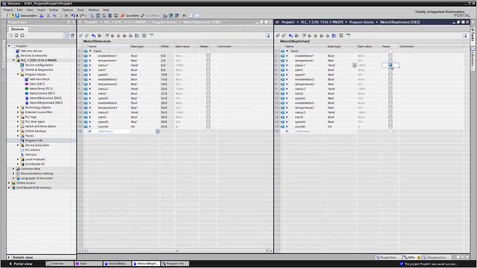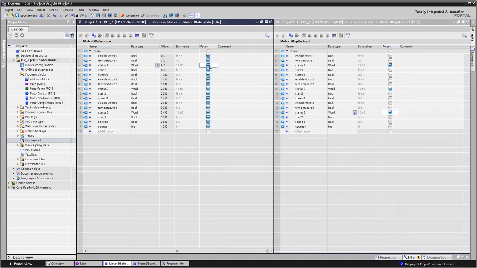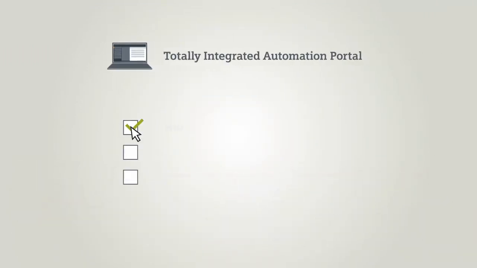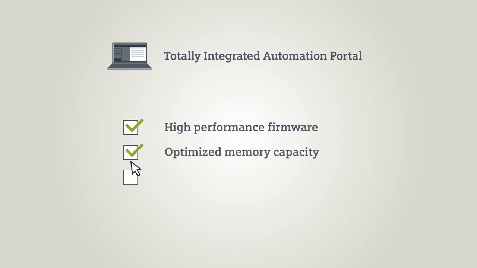For optimized DBs, an embedded retentive memory can be set up for each individual tag, while for non-optimized DBs, only one can be set up for all variables. The Siemens controller model offers a high-performance firmware which optimizes the use of your available memory capacity and which allows symbolic programming.